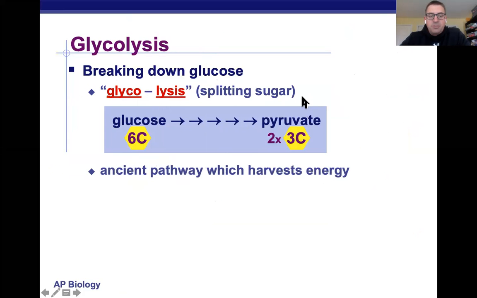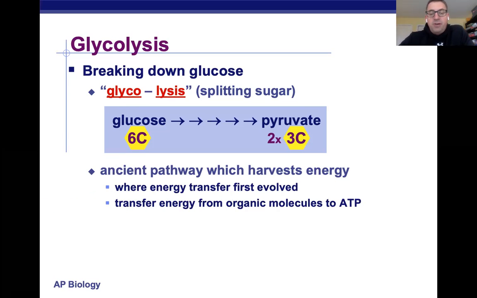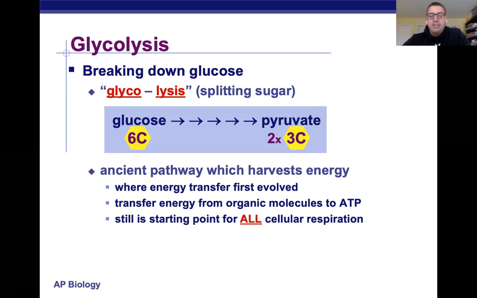You'll see both of those terms. So this is a really ancient pathway. This is one of the very first biochemical pathways that evolved to provide living things with energy. So it's where energy transfer first evolved. We're going to transfer energy from our organic molecules like glucose and store it in ATP. This glycolysis is the starting point for all cellular respiration in all organisms.